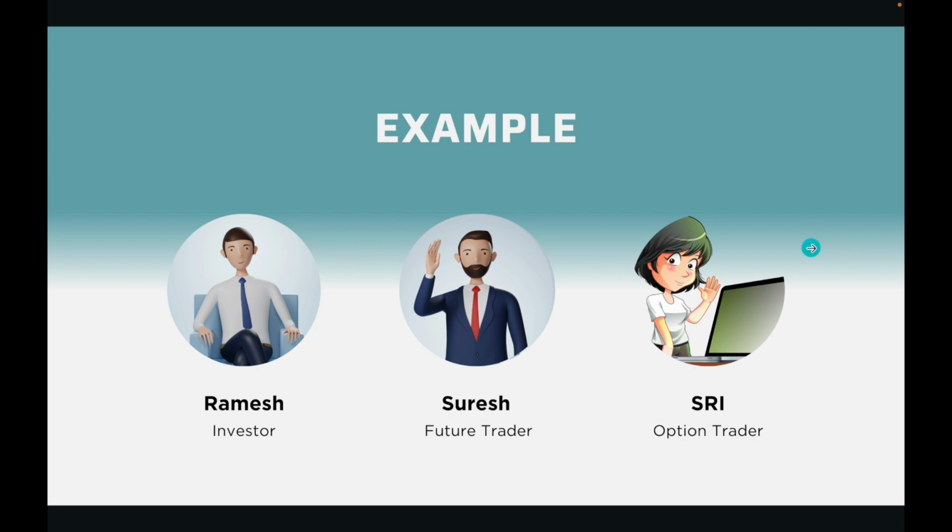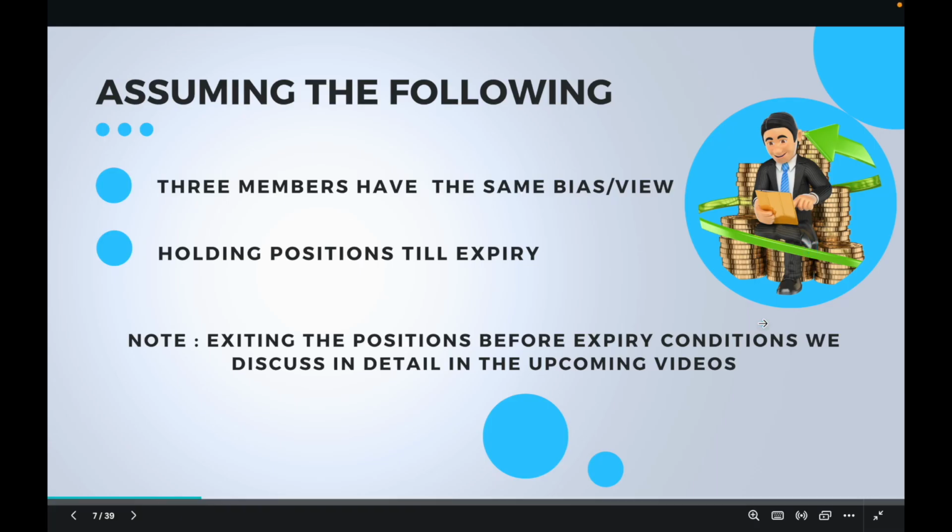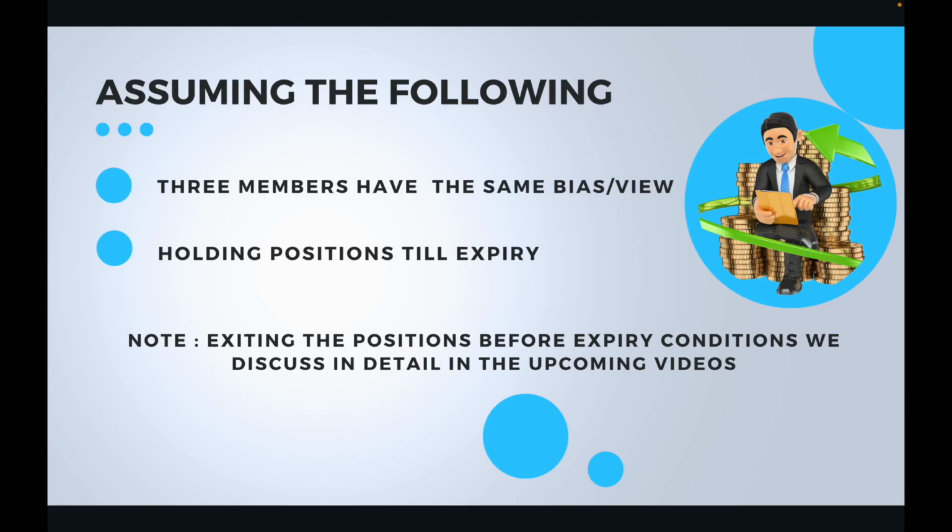Assuming the following, the three members have the same bias as we already discussed, and the main point here is holding positions till expiry. It is not necessary that if we take any position in F&O, we hold it till the expiry. If we are getting profit, or the minimum loss we expected, we would close our positions.